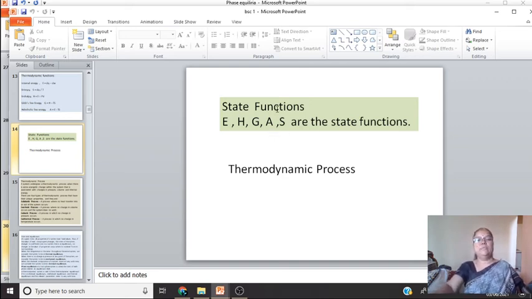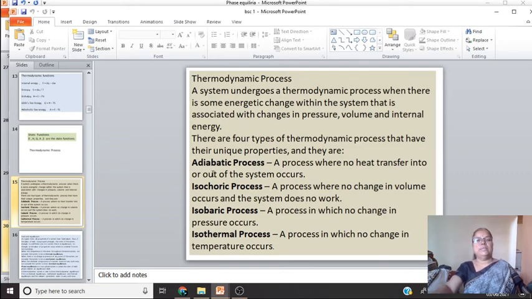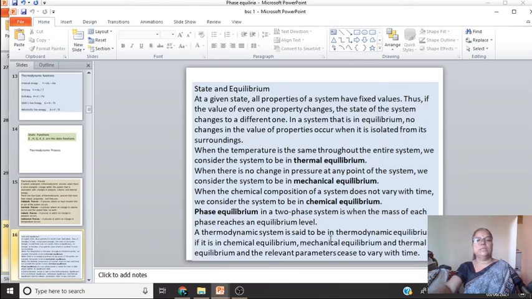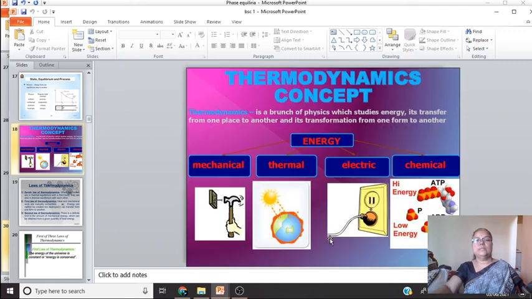The absolute value of state functions cannot be determined. The state functions are internal energy, enthalpy, Gibbs free energy, Helmholtz free energy, and entropy. Heat and work are sometimes also state functions. Then the thermodynamic processes are: adiabatic process, where no heat transfer takes place, that means Q remains constant; isochoric process, where the volume remains constant; isobaric process, in which the pressure remains constant; and isothermal process, in which the temperature remains constant. Then this is the state of equilibrium.